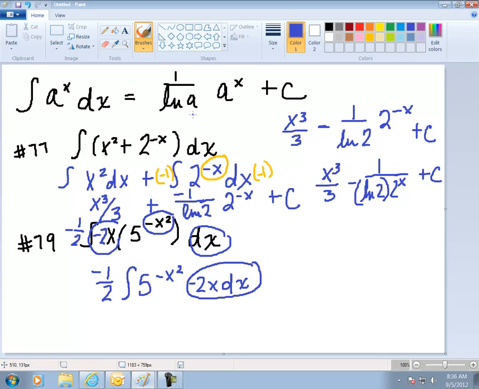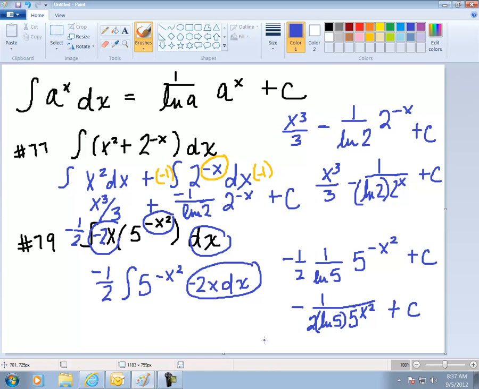When I integrate this, I can just apply the rule above. I get minus 1/2, and now the integral of 5 to the minus x squared is 1 over the natural log of my base, which is natural log 5, times 5 to the minus x squared, and then I'm going to add my constant. Again, I can rewrite this as negative 1 over 2 natural log 5, and if I wanted to, I could put 5 to the x squared down here. Whichever way, plus my constant.